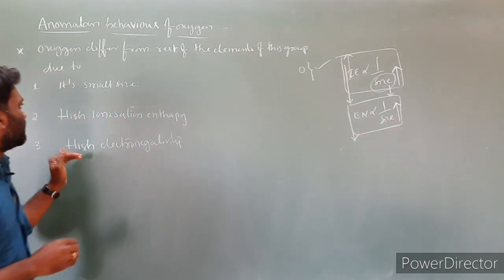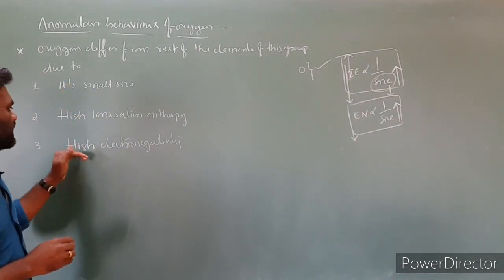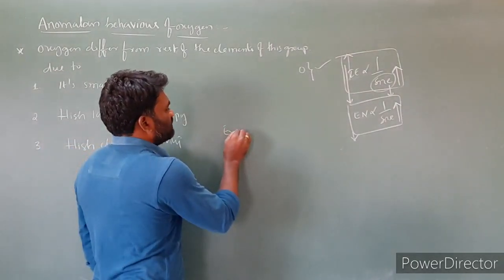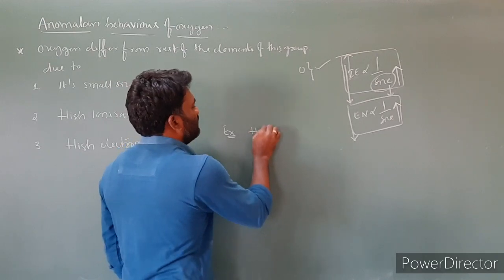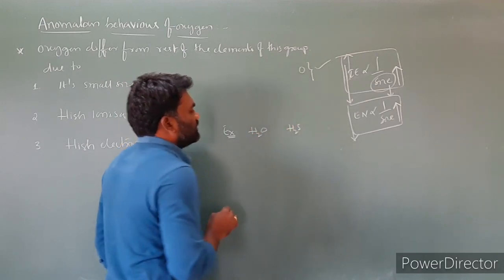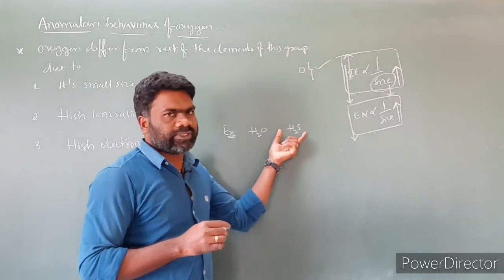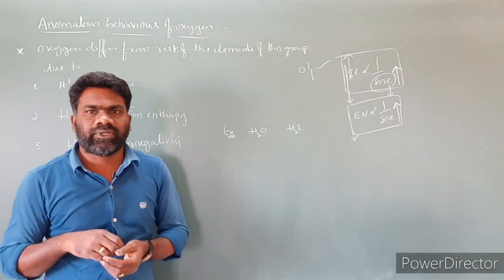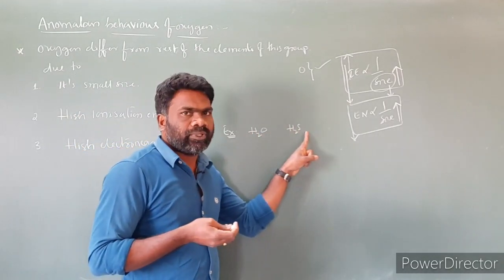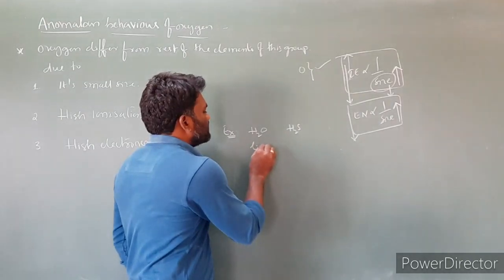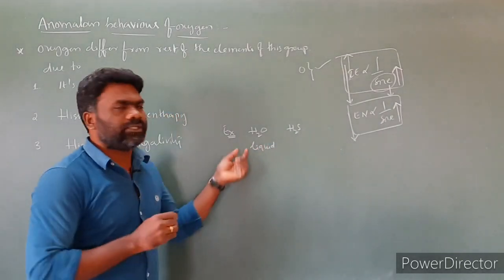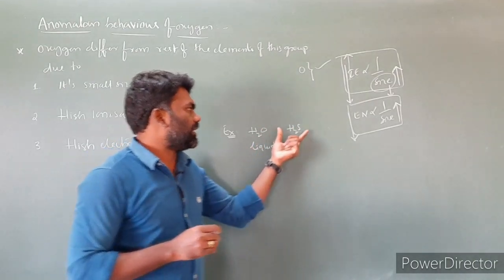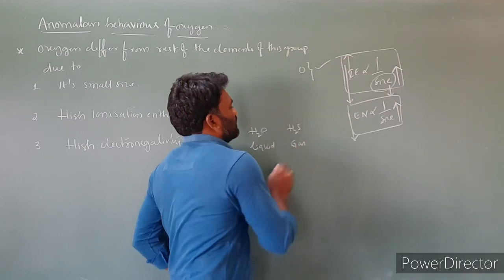Let us take one example of small size, high ionization enthalpy and high electronegativity to explain this anomalous behavior. I am taking water and H2S. Here, oxygen and sulfur both belong to the same group. But water is a liquid. Very important question: oxygen and sulfur belong to the same group, but water is a liquid, while H2S is a gas.